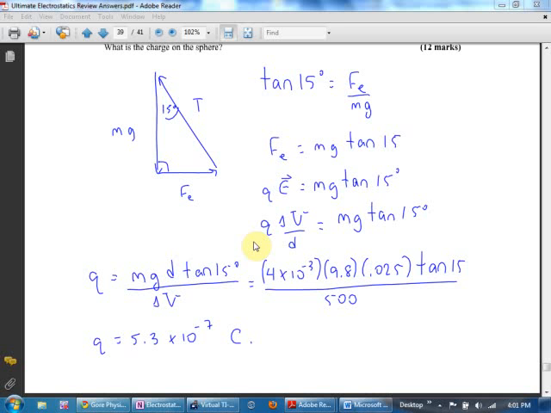Four or five are of the variety that I just mentioned to you. Oh, he gave me the force and he wants me to find the radius. Or, oh, he gave me the voltage and he wants me to find the size of the charge. Instead of, here's the charge, find the voltage.